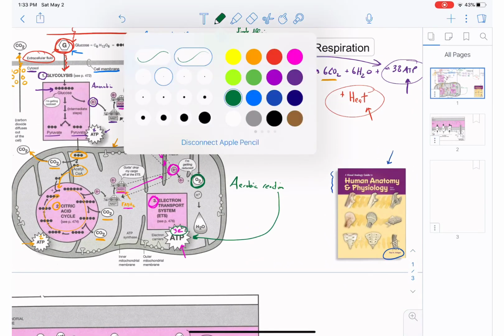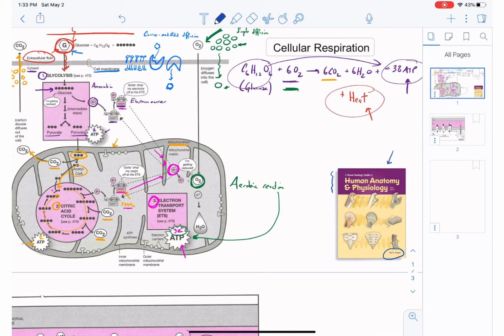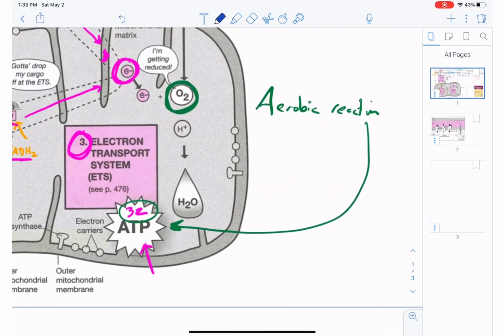And lastly, what else haven't we accounted for? We haven't accounted for water. And so water is going to be produced during the electron transport system. We're going to have a couple hydrogens that are going to combine with oxygen, and now we're going to make water as a byproduct.